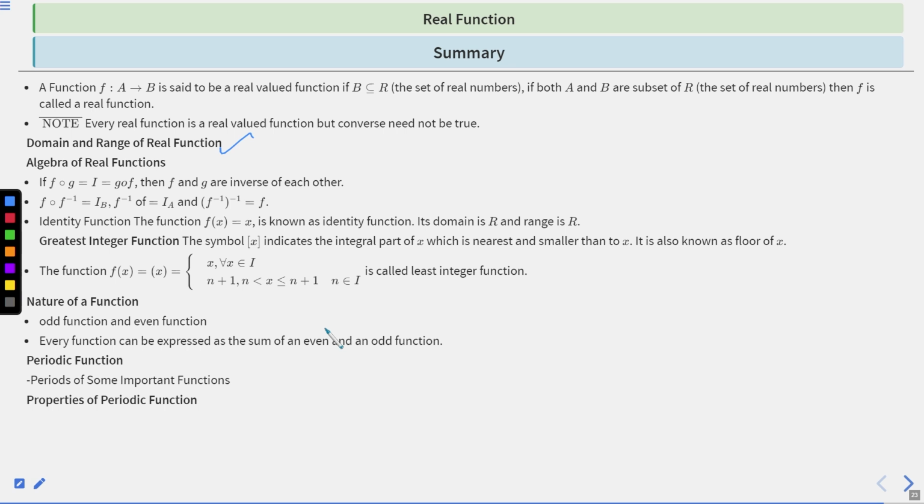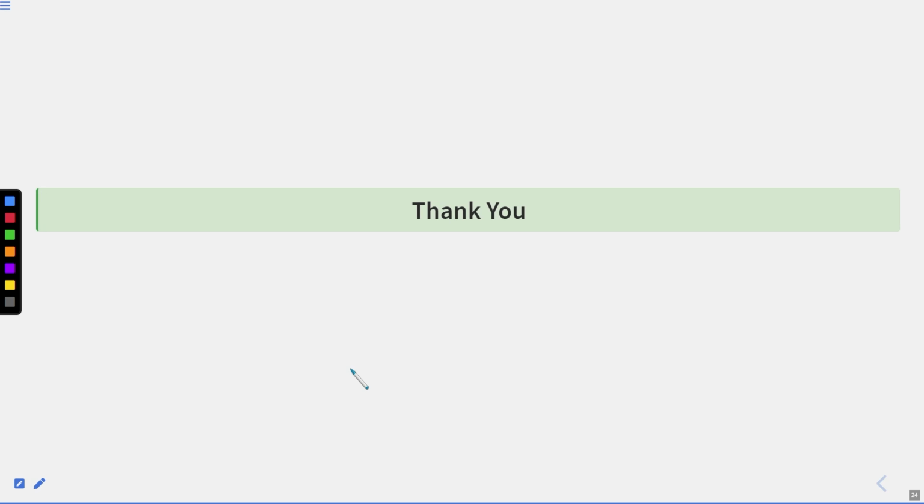We have seen odd functions and even functions. Every function can be expressed as the sum of an even function and an odd function. After that, we have seen periodic functions, periods of some important functions and properties of periodic functions, right? Clear? Thank you so much.